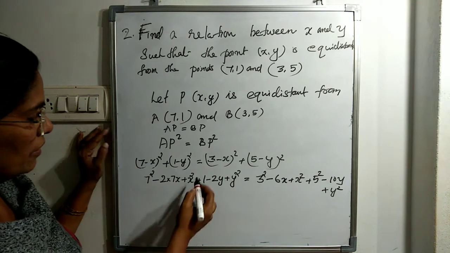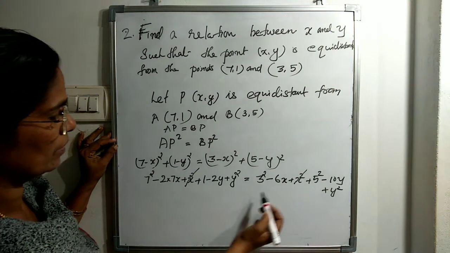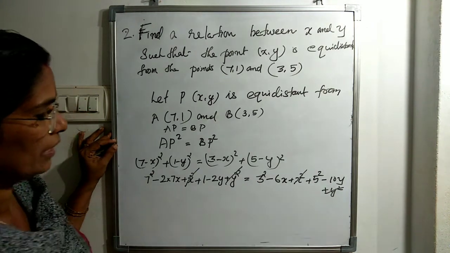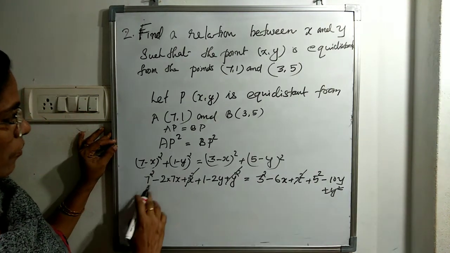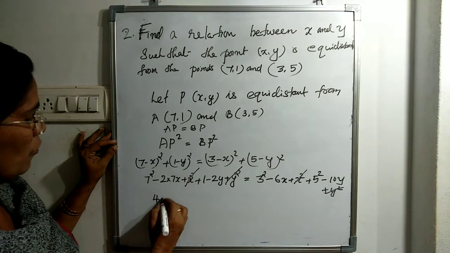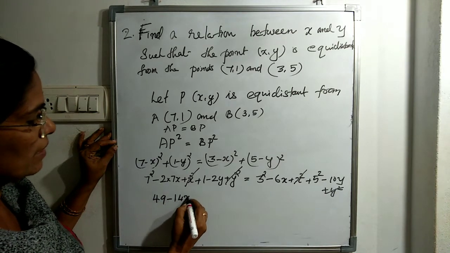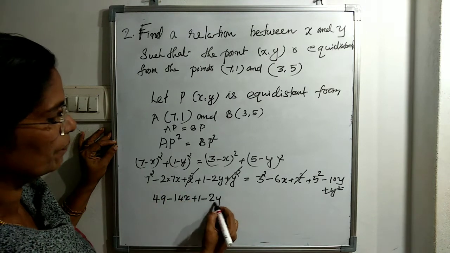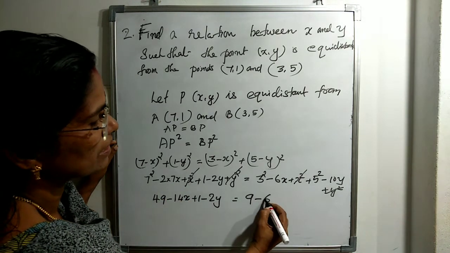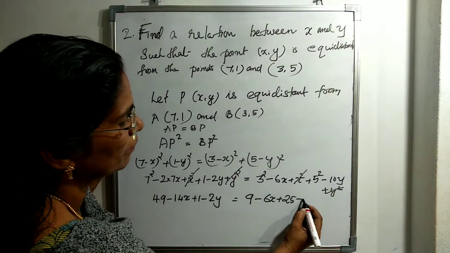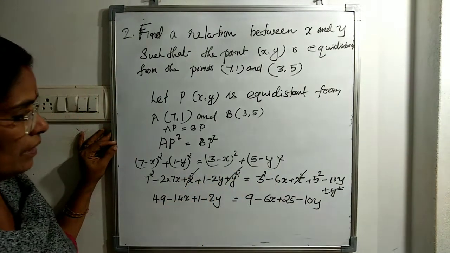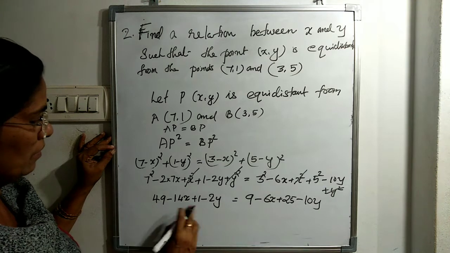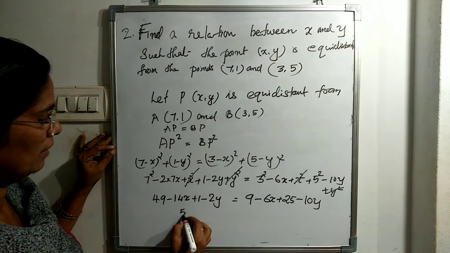Now we can cancel. It's x square and x square, y square we can cancel. Now balance, what is this? 7 square is 49 minus 14x, plus 1 minus 2y, equals 9 minus 6x plus 25 minus 10y. Here 49 and 1 we can add, 50.